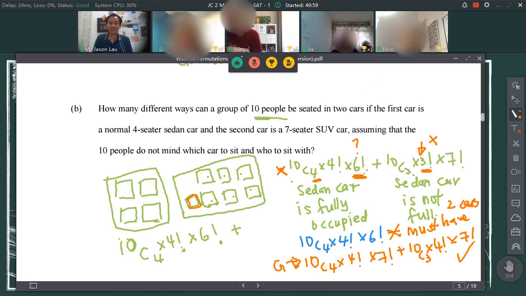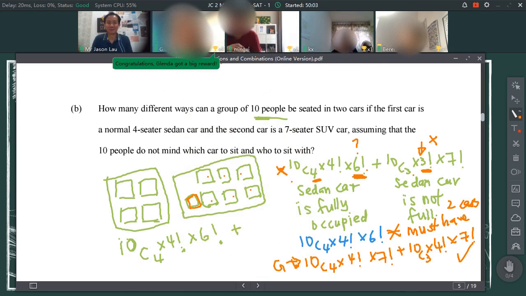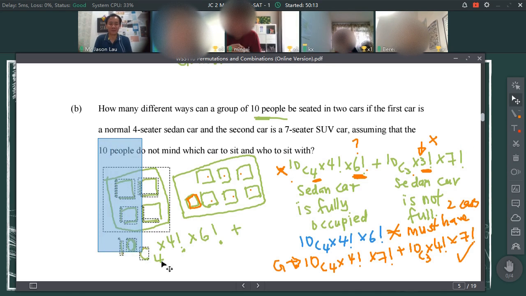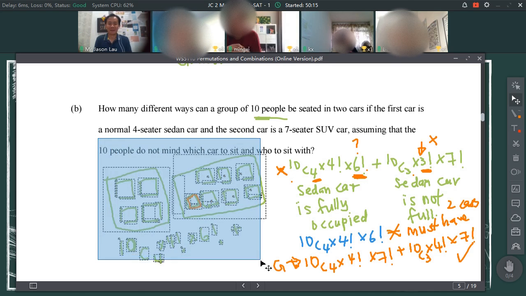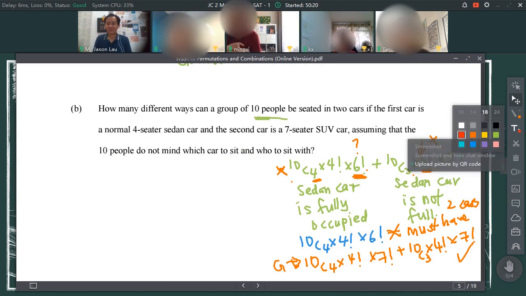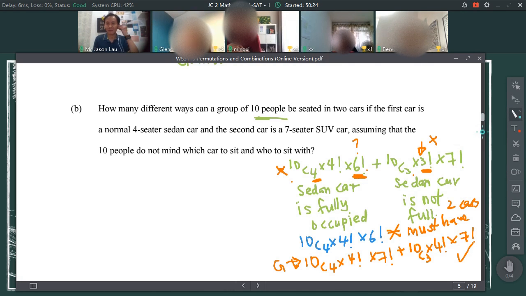Okay, correct. Actually, I still don't understand why you must times 7 factorial afterwards. Can I take the factorial away? I don't know. So the thing is the same. Oh, it's not the same. Oh, I get it. You always have your self-revelation.